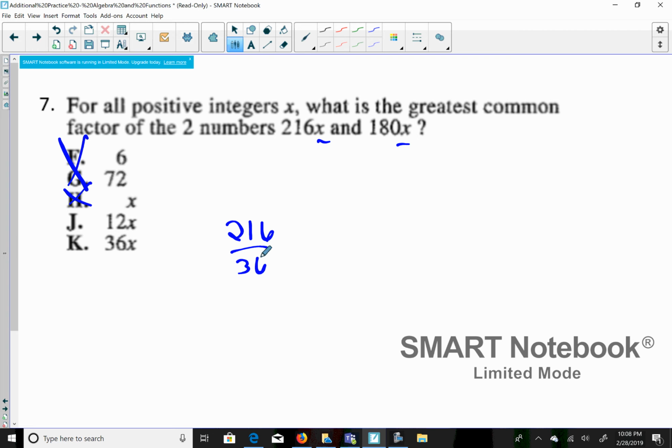I divided that by 36, and when I did that, I got 6, so that works. Then I took 180 and divided that by 36, and I believe I get 5. So since 36 goes into both, I am going to choose 36x. The reason why I chose 36 first is because it's looking for the greatest common factor. If 36 didn't go into either one of those, then I know 12 would have had to be the answer. So it's better to check the greatest one first.